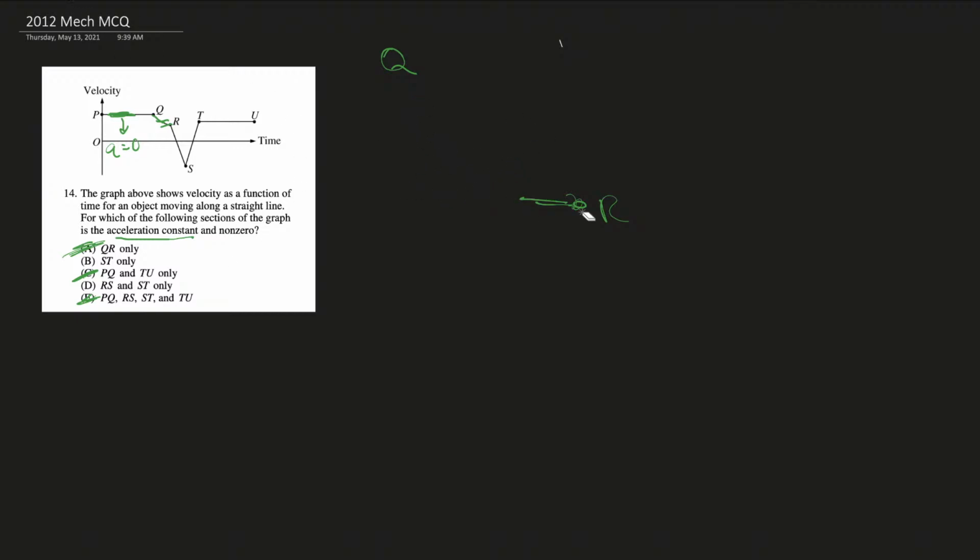Now let's look at the next portion. R to S. Do we have a non-zero slope? That's correct. This is not 0, and it's constant across this entire segment. The slope is always constant. We have some constant value that is not equal to 0. Same thing from S to T. From T to U, though, we go back to acceleration equaling 0. So the sections are RS and ST. They both work. So it's going to be D.